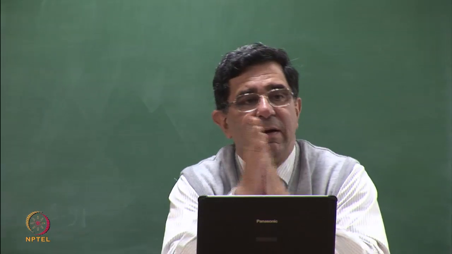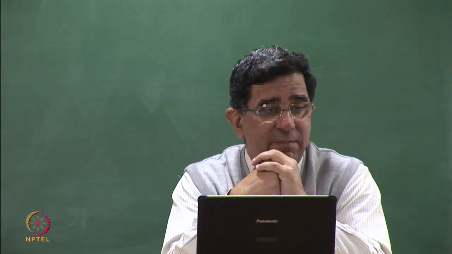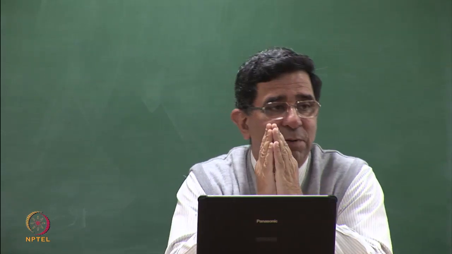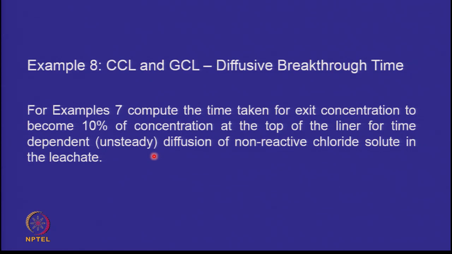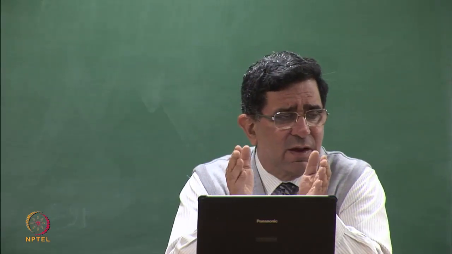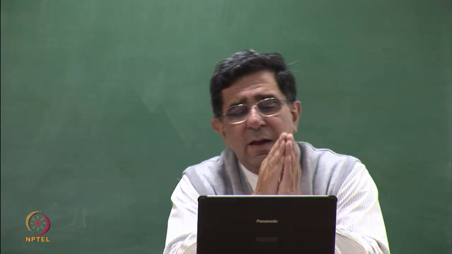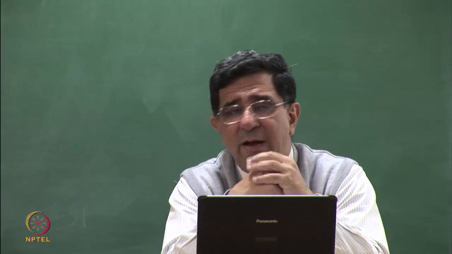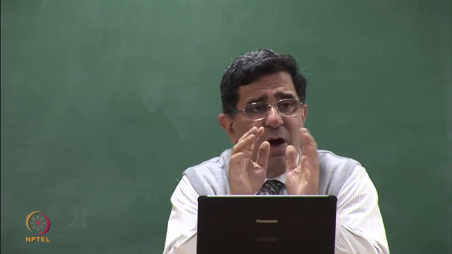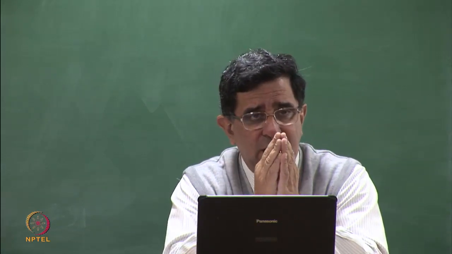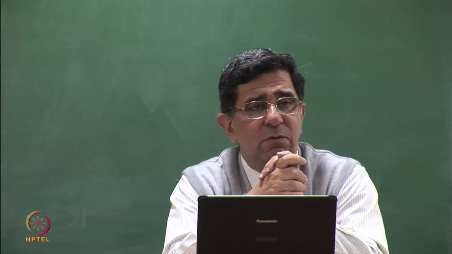Finally, we talked about advective breakthrough time, and we are now going to talk about diffusive breakthrough time. So advective breakthrough time was 10, 11 years in compacted clay liners and a few months in GCLs. To find out diffusive breakthrough time is a little tricky, because in diffusion you now have to use transient formulae. Okay?